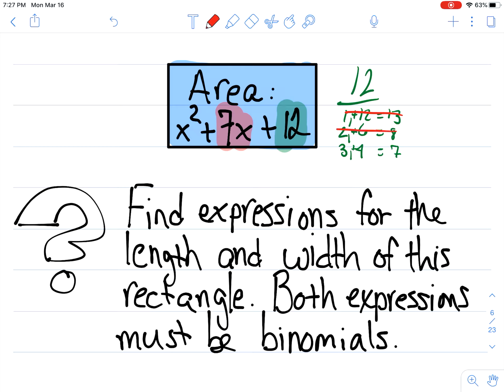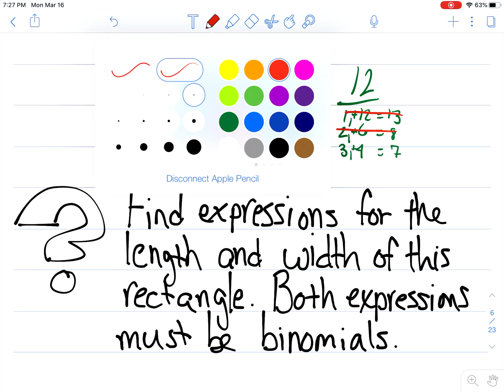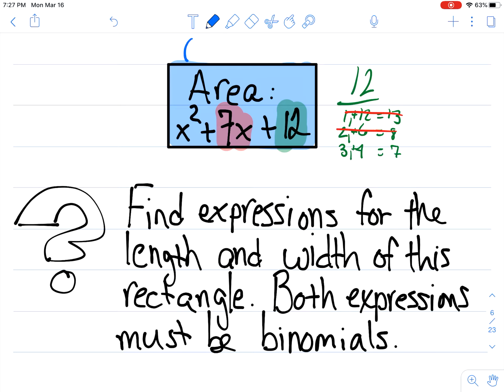So those first two are out. Those are the two that I don't need. So if I write my two groups, like so, I know I have to have an x in each group, and then one number from the factor pair. So x plus 3 and x plus 4. That's the factorization of that expression.